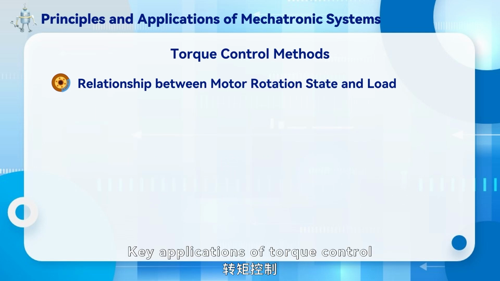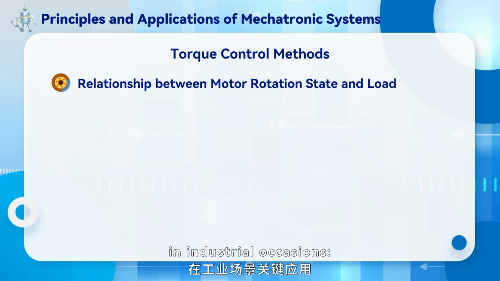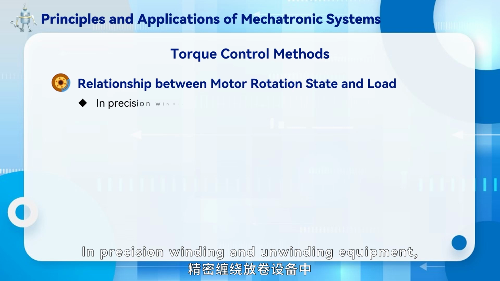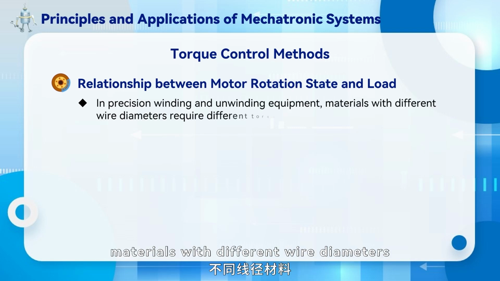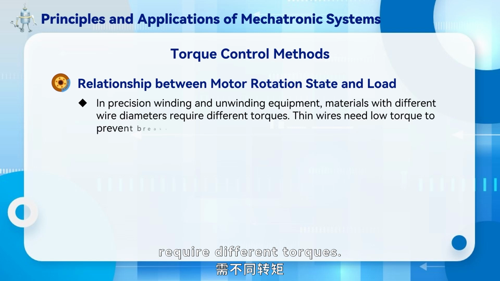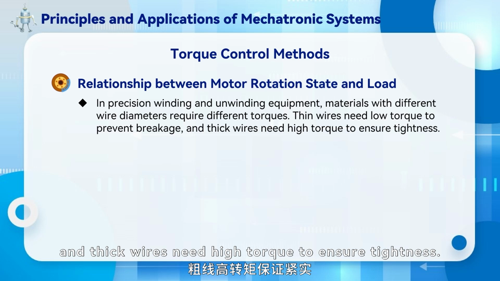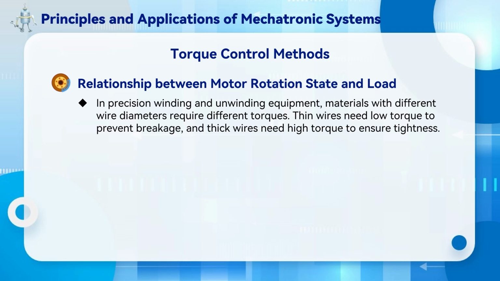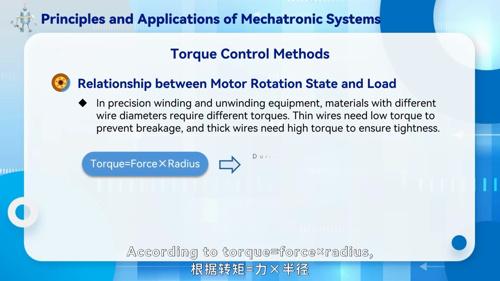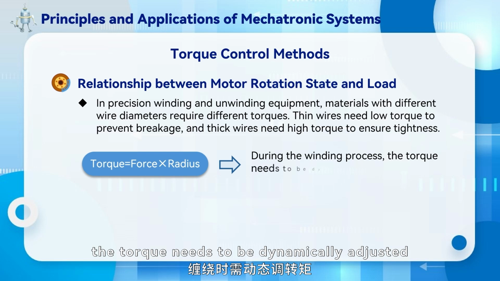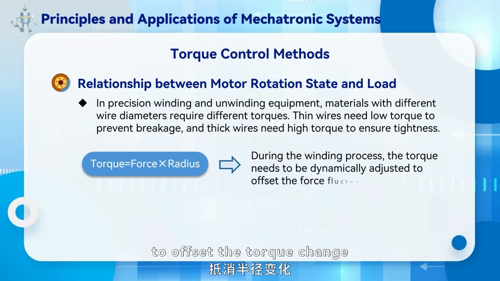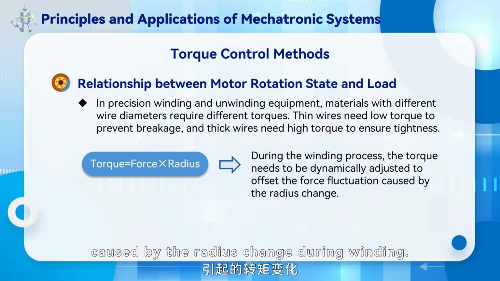Key applications of torque control in industrial occasions. In precision winding and unwinding equipment, materials with different wire diameters require different torques. Thin wires need low torque to prevent breakage, and thick wires need high torque to ensure tightness. According to torque equals force times radius, the torque needs to be dynamically adjusted to offset the torque change caused by the radius change during winding.